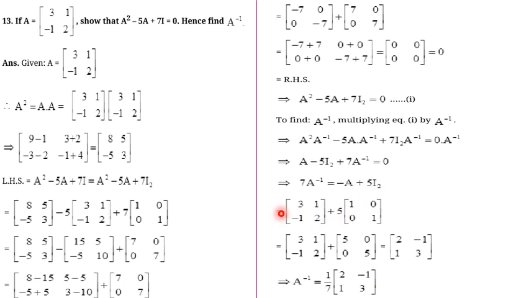We just do the same thing. So multiply this equation by -1. This is minus A plus 5 into I. Okay, so this is the equation. So this will become your A inverse by simplifying.